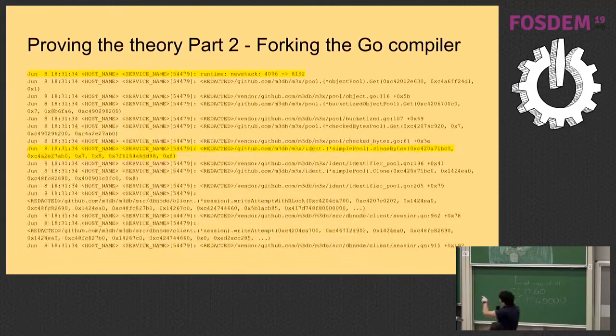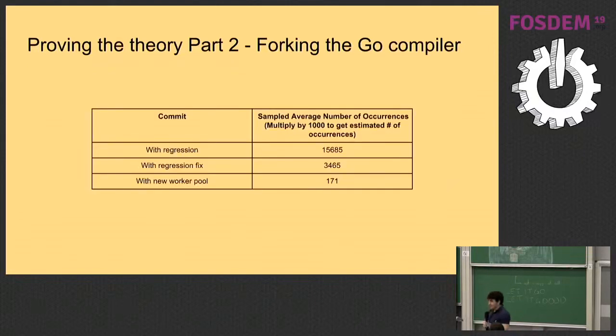Immediately started seeing logs like this where it's saying, okay, around the clone bytes function, I just had to grow the stack from 4 kilobytes to 8 kilobytes. So if you put an 8 kilobyte allocation in the hot path of your code, that could definitely explain why it gets twice as slow. And then we just basically counted the number of print statements, and we saw that with the regression, there were a lot, and with the new worker pool, there were none.